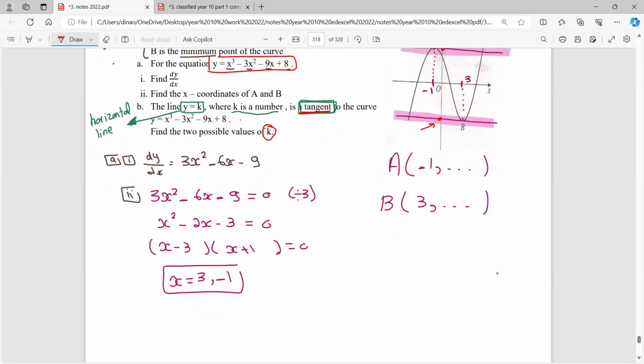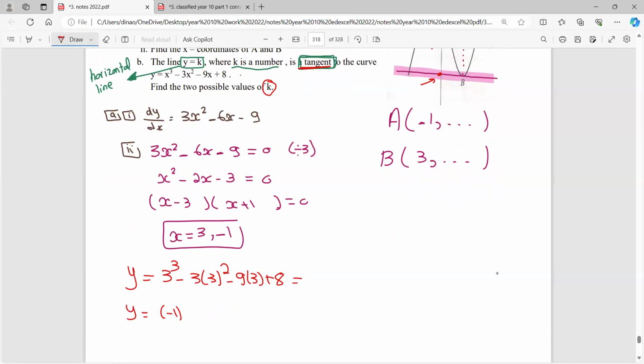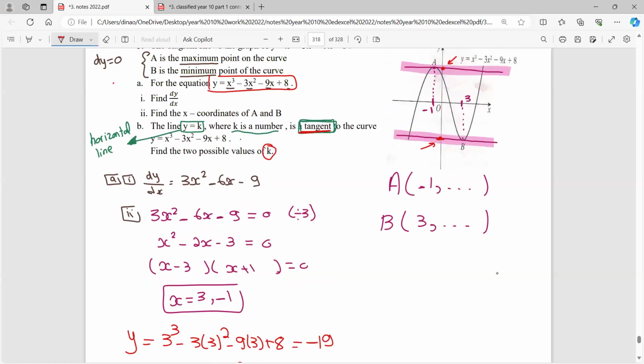We substitute in the original equation. I will substitute both my x values. So y equals 3 power 3 minus 3 times 3 squared minus 9 times 3 plus 8. And again with negative 1: y equals negative 1 power 3 minus 3 times negative 1 power 2 minus 9 times negative 1 plus 8. I will put them on the calculator and calculate. Mode 1. 3 power 3 minus 9 times 3. This comes out negative 19, so it makes sense that this is a negative value.